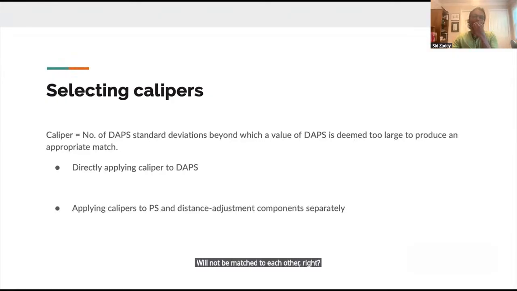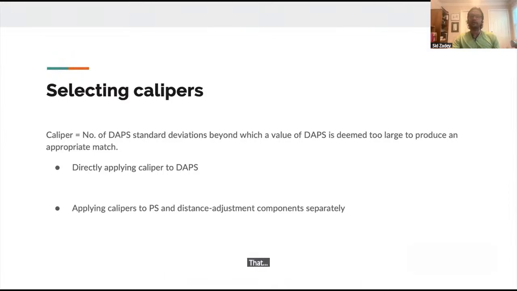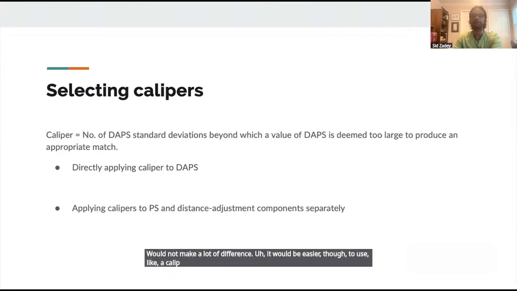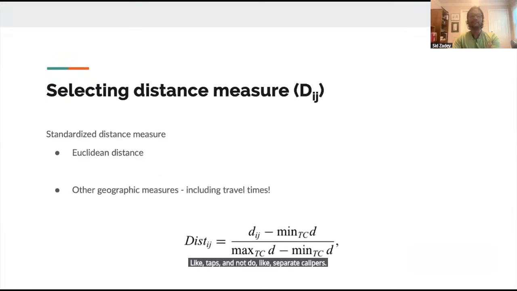There is some simulation work to show that choosing either one would not make a lot of difference. It would be easier though to use a caliper directly for the distance adjusted propensity score and not use separate calipers. The second thing is what distance measures you use.